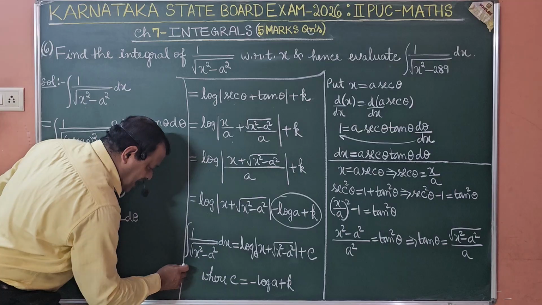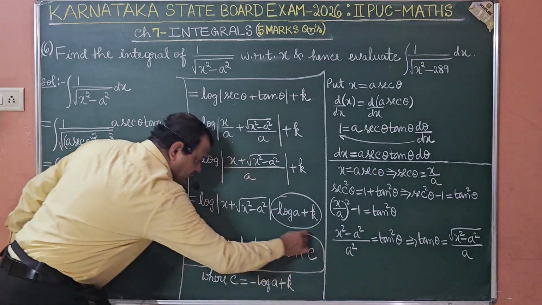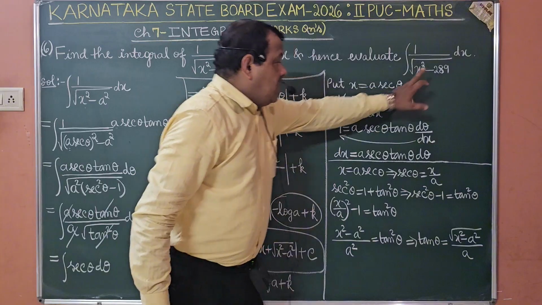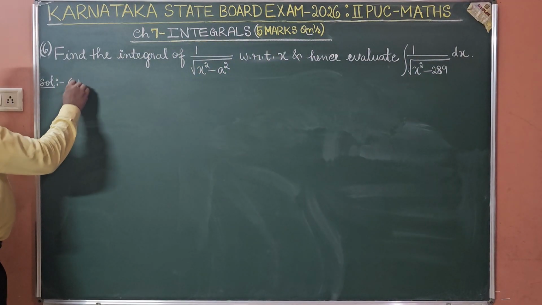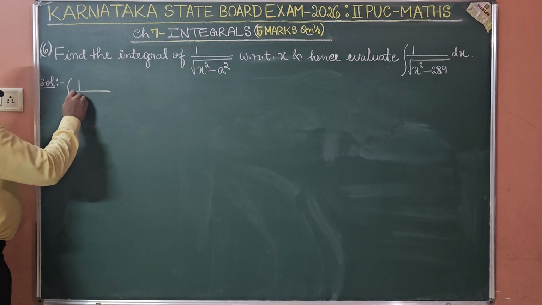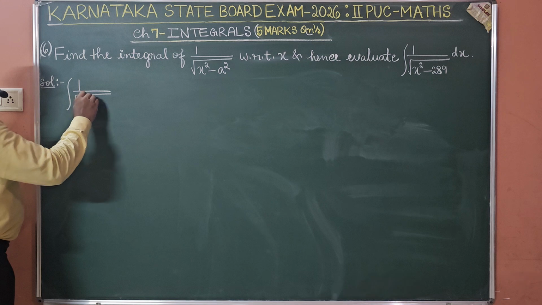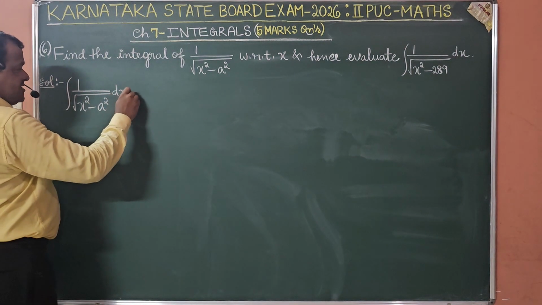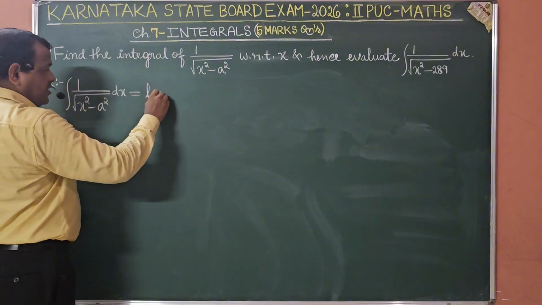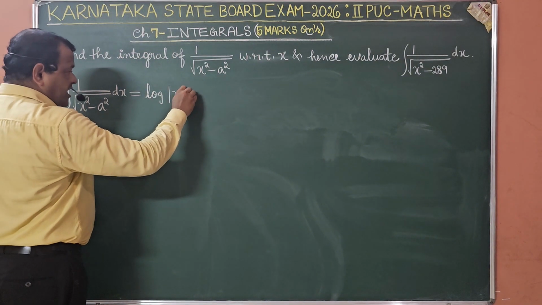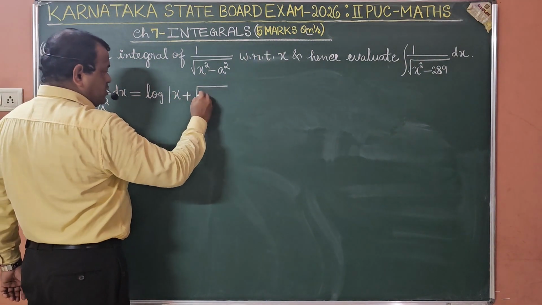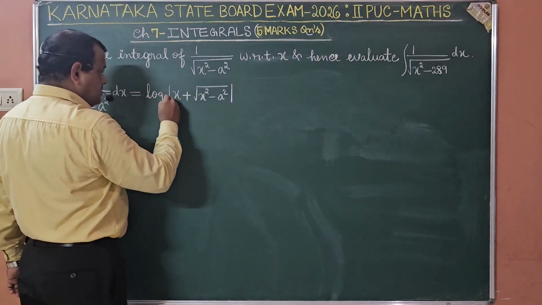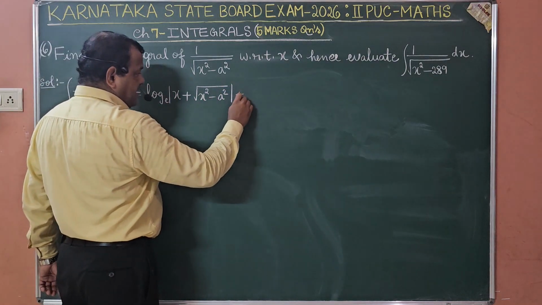Now with the help of this formula I should evaluate this integral. Hence we got the formula. Integration of 1 by square root of x square minus a square dx is equal to log of mod of x plus square root of x square minus a square base e plus c.